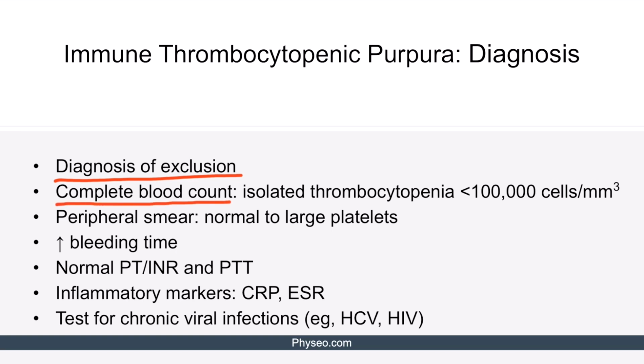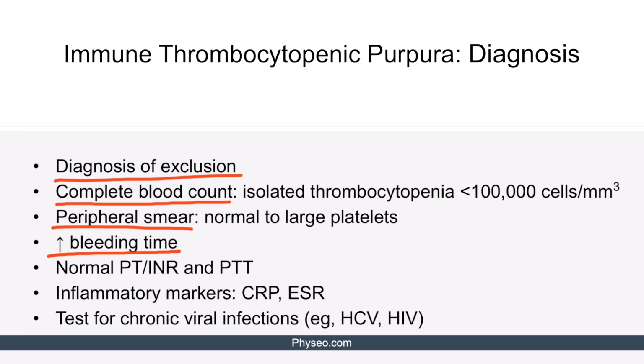ITP. A complete blood count will show thrombocytopenia with a platelet count of less than 100,000. A peripheral smear typically shows normal-sized platelets. However, they might be slightly large due to overactive megakaryocytes, sending out immature platelets in the blood. Bleeding time is the time it takes to stop bleeding by primary hemostasis. Bleeding time is completely dependent on the normal activity of platelets. Therefore, it is increased in thrombocytopenia as well as in qualitative platelet dysfunction.